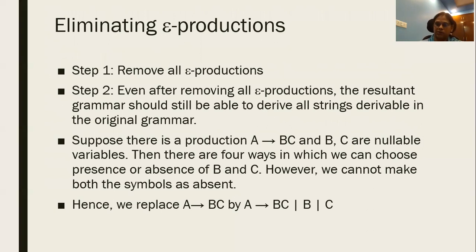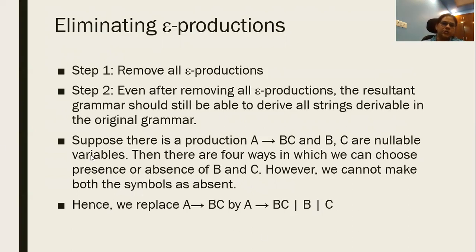So let us look at an example which will illustrate my point even further. Once we have identified the nullable variables, the next step is to remove all epsilon productions, and we need to modify the productions of the grammar in such a way that the strings which we were able to derive from the original grammar are still derivable from the new grammar.